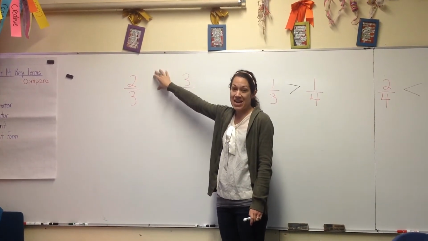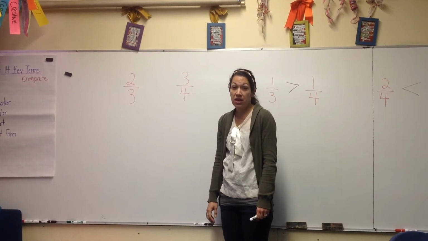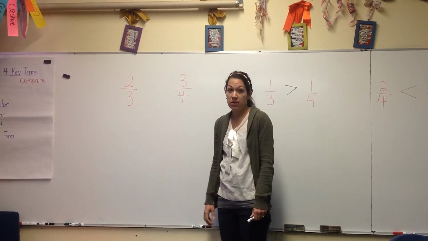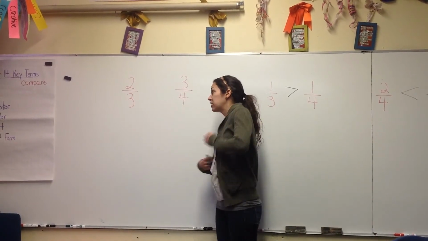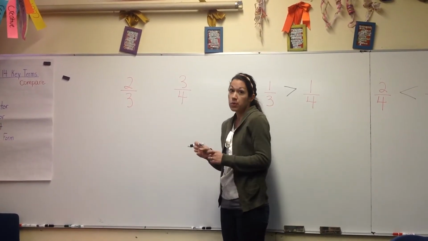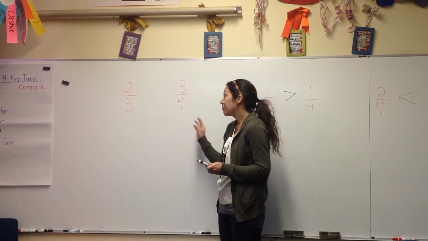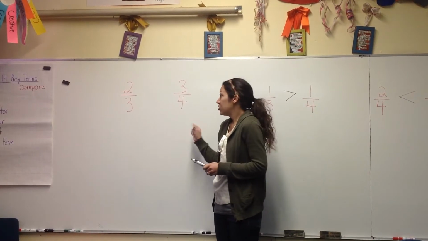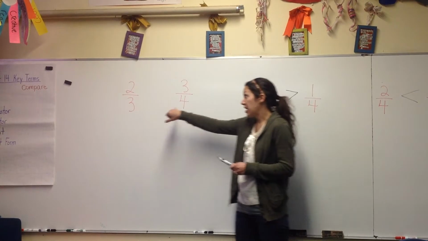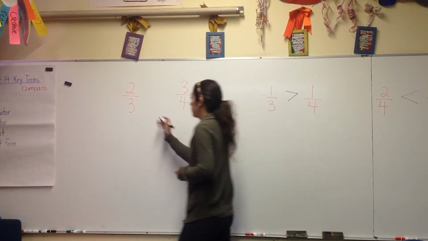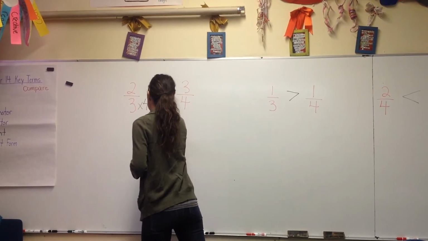So in this case, I have to use my multiplication to create equivalent fractions with the same denominator. So let's check out our denominators here. Now the trick for knowing what to multiply by is that you always multiply by the other fraction's denominator. So here my denominator is 3, and I'm going to multiply it by 4. 3 times 4 equals 12.